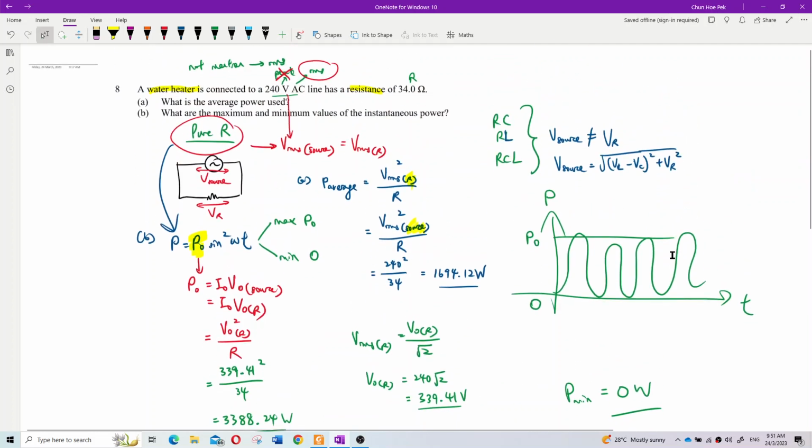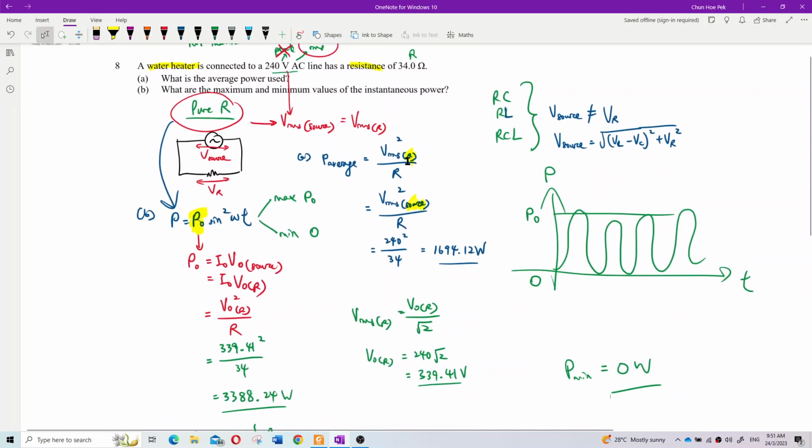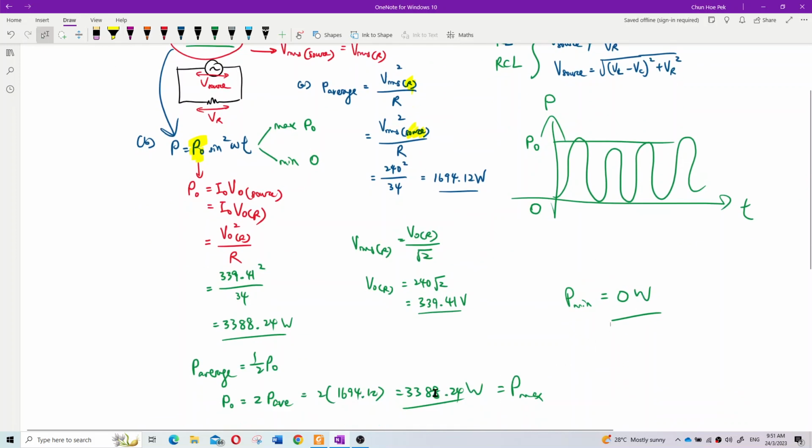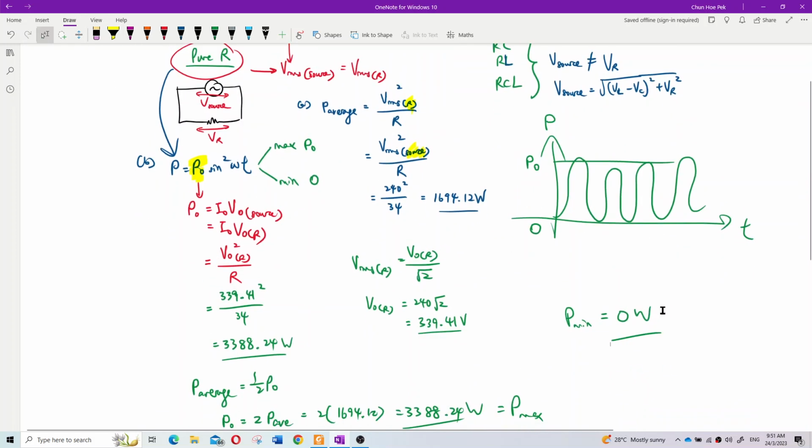Okay, so that's all for the maximum and minimum values of the instantaneous power. That's all for this question. Okay, bye.